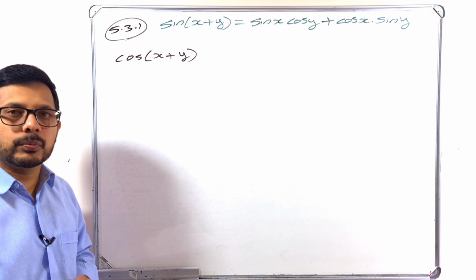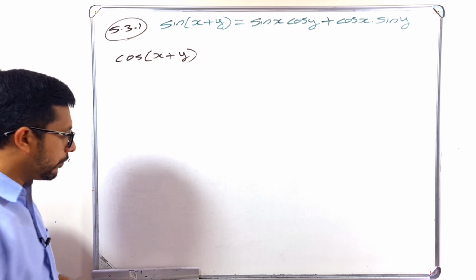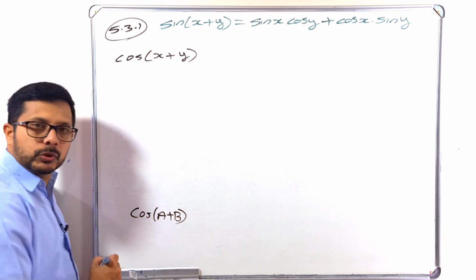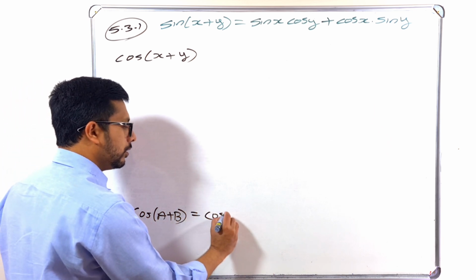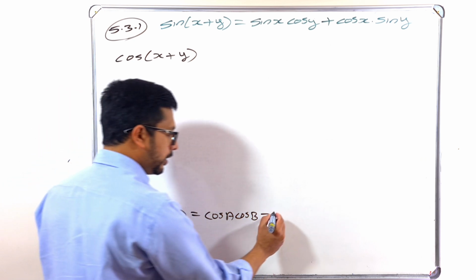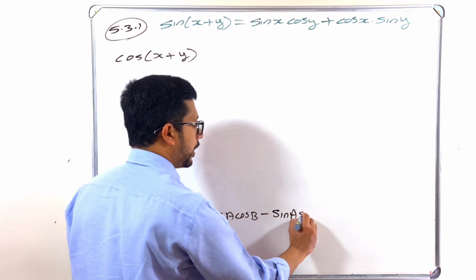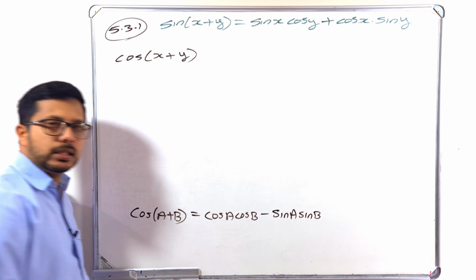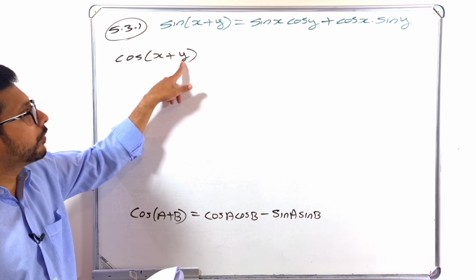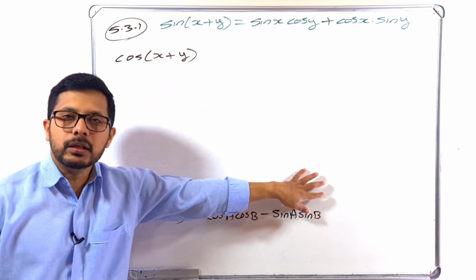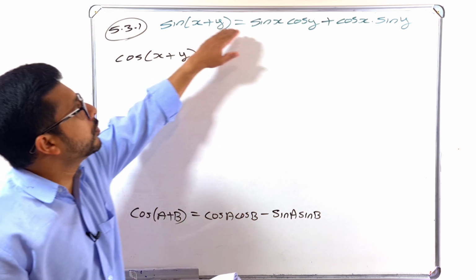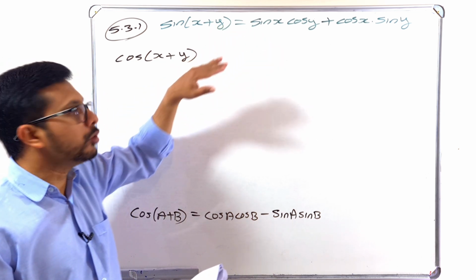So what is the answer you are supposed to get? Those who remember that one, cos of a plus b: cos a cos b minus sin a sin b. Here it is plus, there it is minus. So in terms of x and y, cos x cos y minus sin x sin y. That is the answer you are supposed to get. Anyway, we have to use the given identity to prove this one.